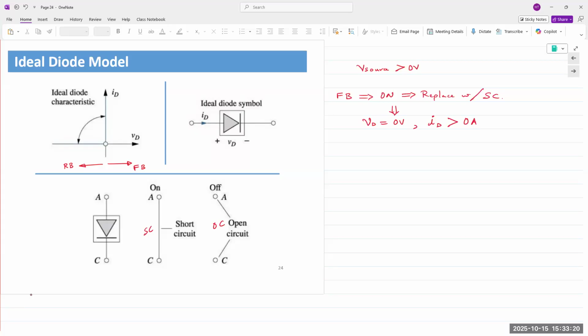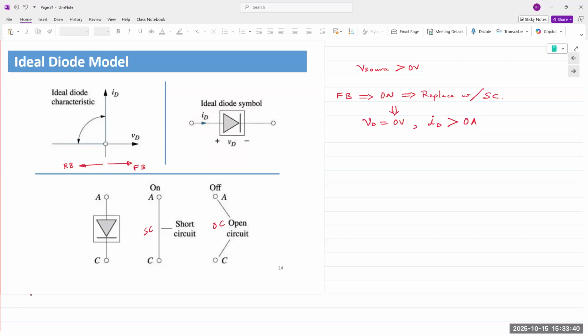Again, numerical, mathematical, sorry, not mathematical. It's a model that we are using for quick analysis of our circuits. So in these models, we are making assumptions. Ideal. No such thing exists in the real world, right? It's an ideal model. So it doesn't take much voltage for it to turn on.